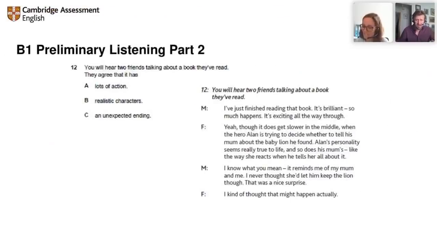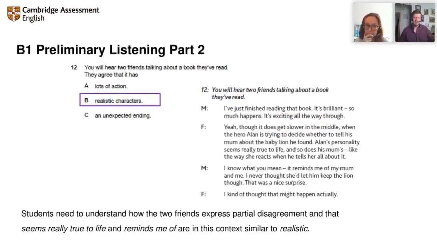Moving up to B1, again, we've got another dialogue, slightly longer. It's a little bit of listening to infer here. I think it's not quite as cut and dry. Realistic characters, and we need to understand how the two friends express partial disagreement, and that seems really true to life. So again, quite a lot going on in what on the face of it is quite a simple task.